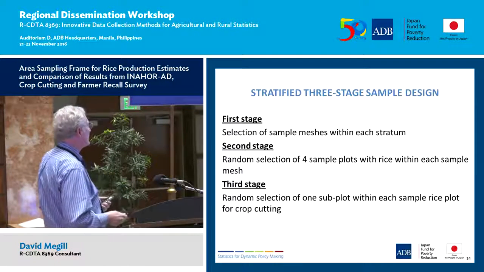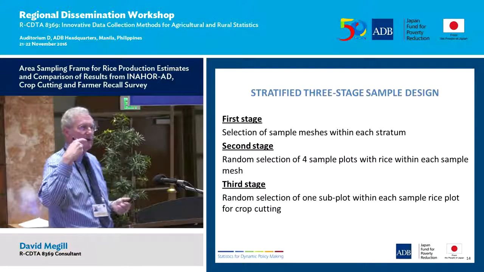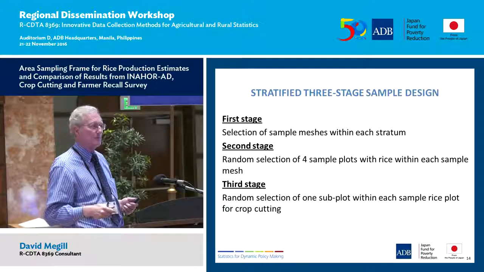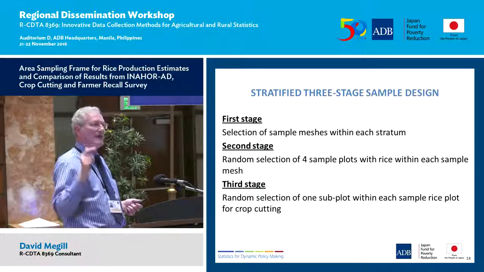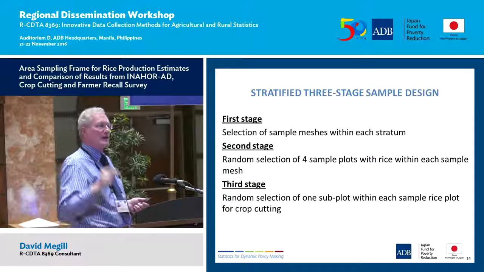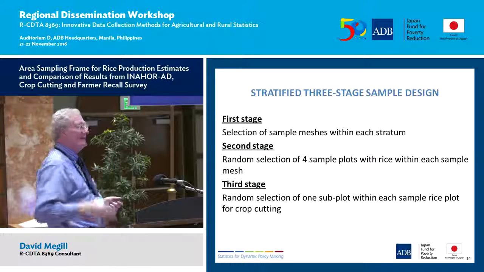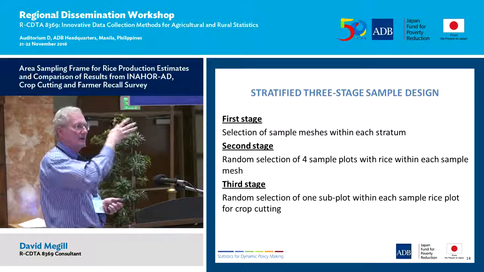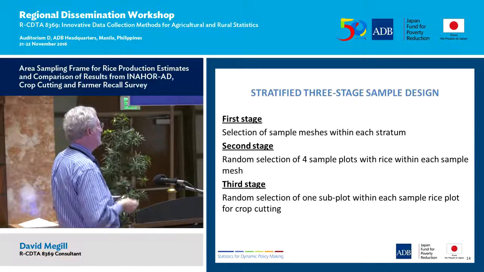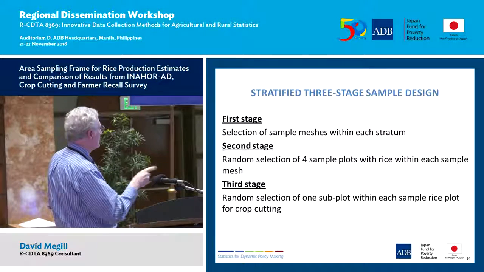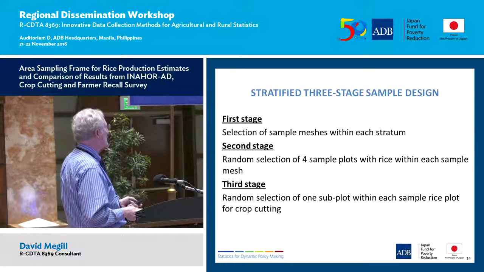And finally, in the third stage, is where the crop cutting was done. Within each of the 4 sample plots, we'll see an illustration of that also. They went randomly into a 2.5 by 2.5 square meter subplot, and that's where they harvested the paddy for the crop cutting, and we'll take a look at that also. So those are the 3 stages of selection.